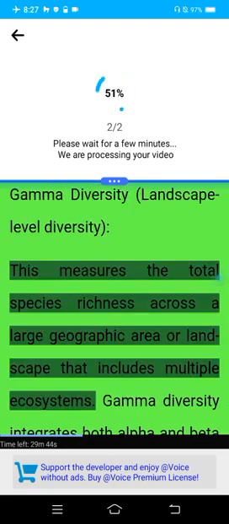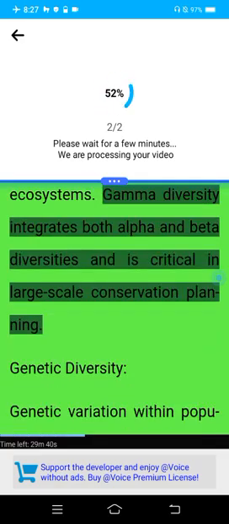Gamma diversity, landscape level diversity. This measures the total species richness across a large geographic area or landscape that includes multiple ecosystems. Gamma diversity integrates both alpha and beta diversities and is critical in large-scale conservation planning.